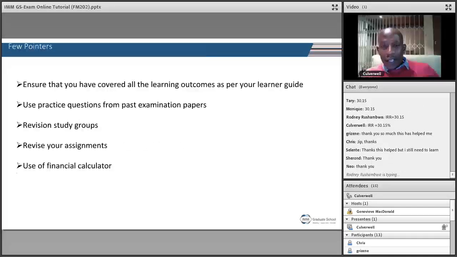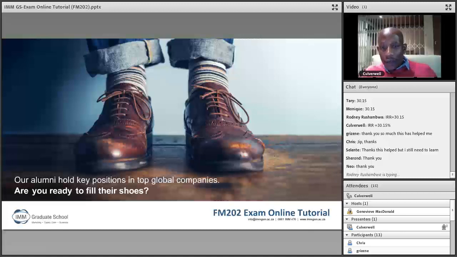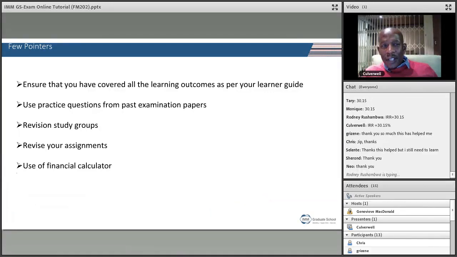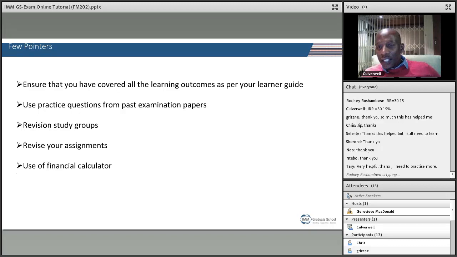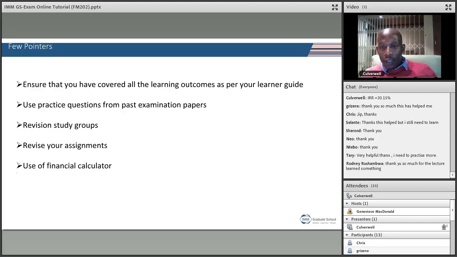And remember, the last item that I was talking around, my pointers. Go through the assignment. Remember, the timelines are already given there. You need to look at all the outcomes. And also practice the use of the financial calculator and be specific and go straight to the point whenever you're commenting on your ratios.